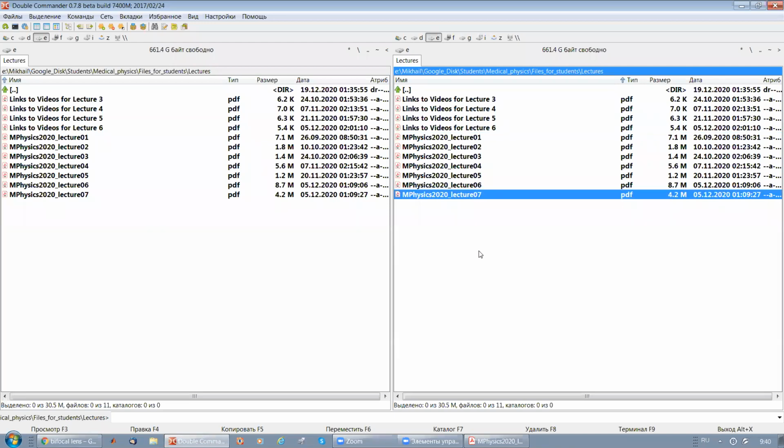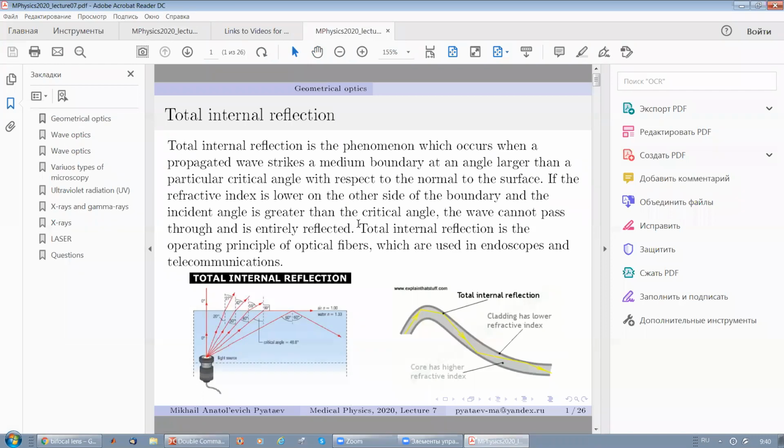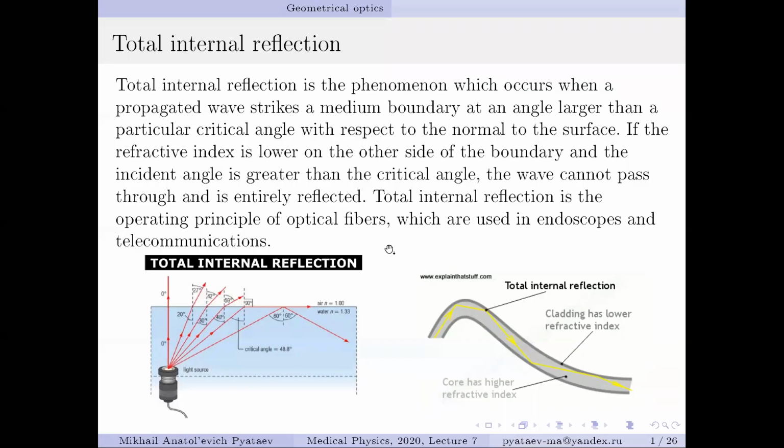So we will continue our study of electromagnetic radiation in this lecture, and let us discuss a phenomenon which is called total internal reflection. This phenomenon appears when the light goes from an optically denser substance into a less dense substance. In this case, the angle of refraction increases, and the angle of refraction is measured between the light beam and the perpendicular to the surface.